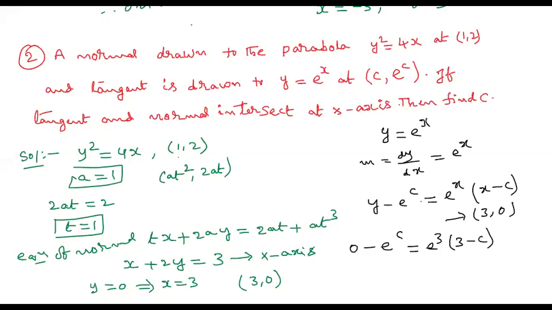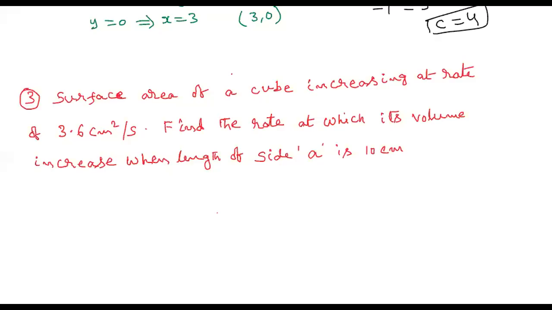Here, the slope of the tangent at the point (c, e^c) is e^c. So this is e^c, and this is also e^c. Observe that e^c is going to cancel. Minus 1 is equal to 3 minus c. Then what is the c value? 4. So this is also an easy question. Next, I am going to another question.